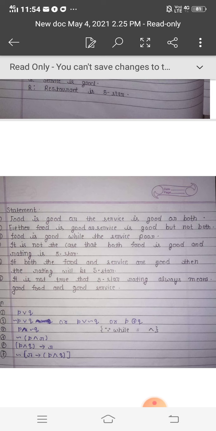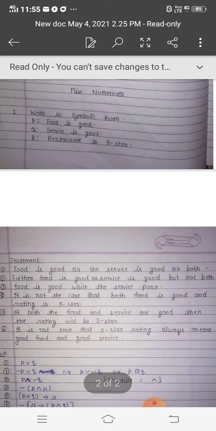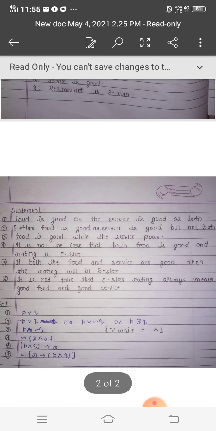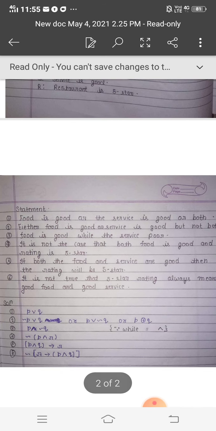Next, food is good while service is poor. While here stands for but. So as I told you, for but use the AND operator. So the answer will be P and service is poor. It is the opposite of Q. In Q, service is good, so service is poor means service is not good. So the answer will be not Q. So the complete answer will be P and not Q.